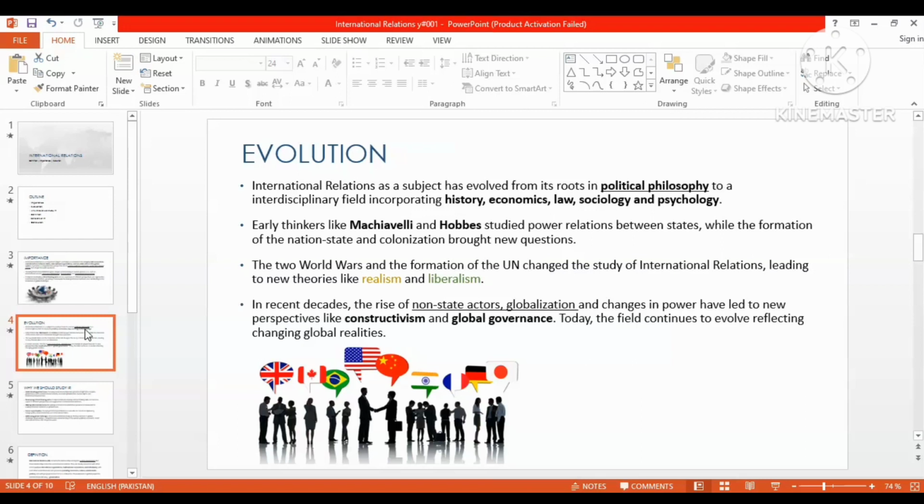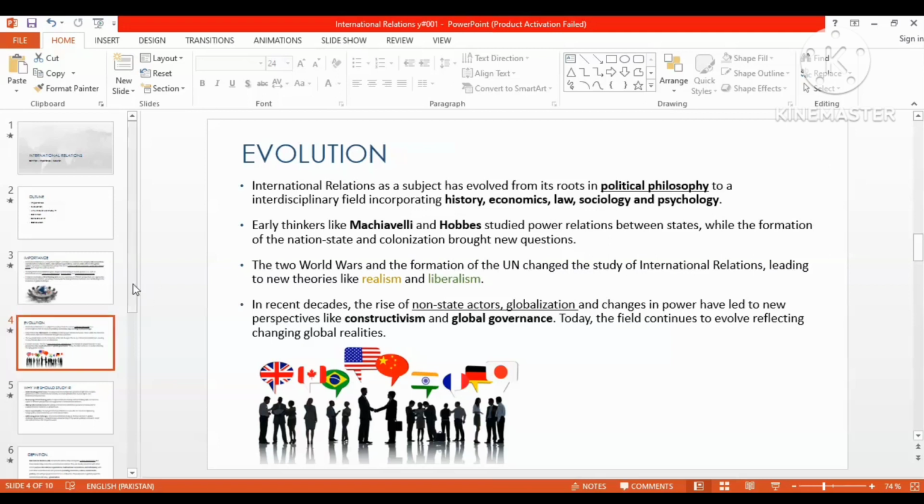Then we have the two world wars, the First World War and then the Second World War, and the formation of the United Nations changed the study of international relations, leading to new theories like realism and liberalism. After the Second World War, when the United Nations was founded, there was a boom in the study of international relations, because international relations became a more important subject at that time. If we study international relations we can solve disputes, which can prevent conflicts and wars, and it can also promote peace in the world. In recent decades, the rise of non-state actors, globalization and changes in power have led to new perspectives like constructivism and global governance. Today the field continues to evolve, reflecting changing global realities.